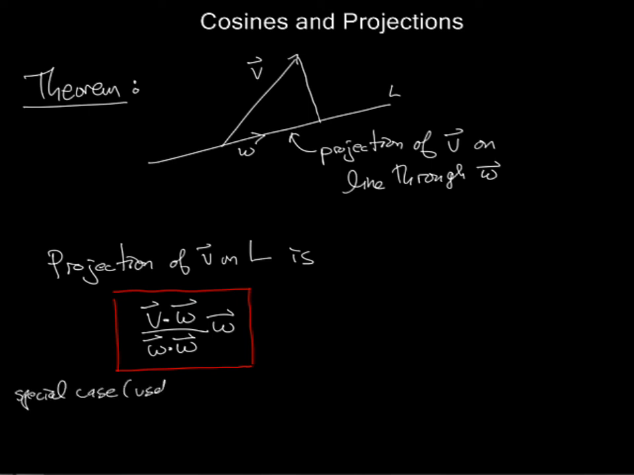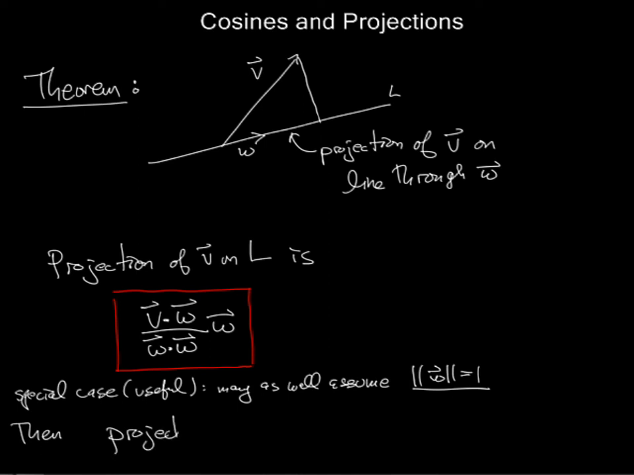I find it helpful to keep a special case in mind. This w, we may as well take it to be a unit vector. It still gives the same line. So in the case when w has length 1, the formula just says that the projection is you compute v dot w and multiply that scalar times w.